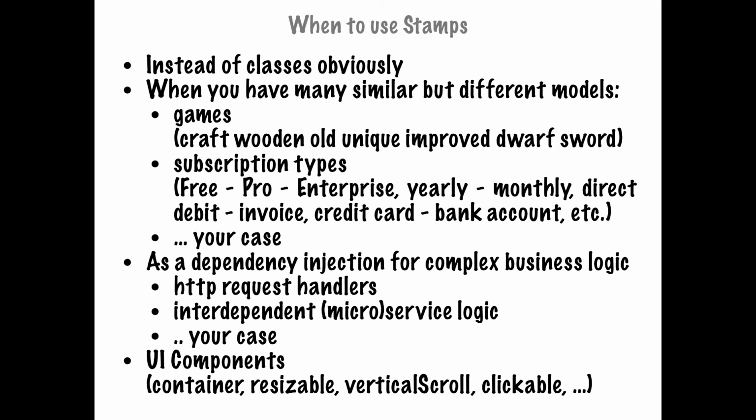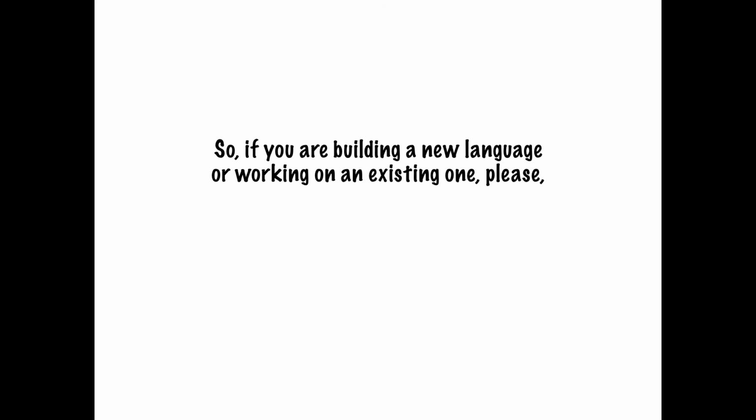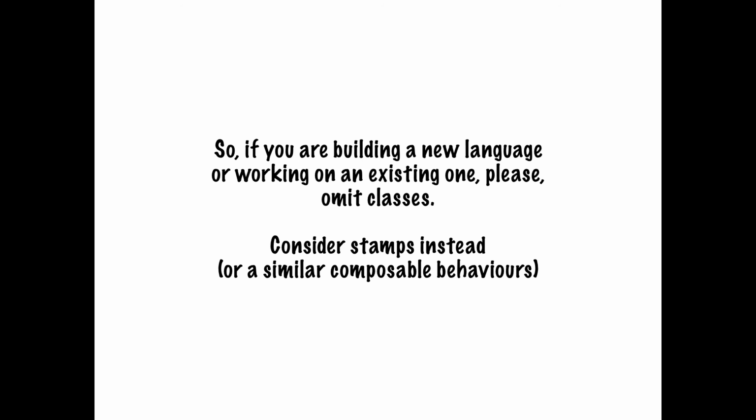Okay, do you have any questions? Shoot them now, because I'm coming to an end. So, if you're building a new language, or if you're working on a language currently, I don't know, maybe C#, then please omit classes. Consider stamps or any other composable behaviors. If you're familiar with Rust or Go, they have kind of stamps. There are also traits in that language.